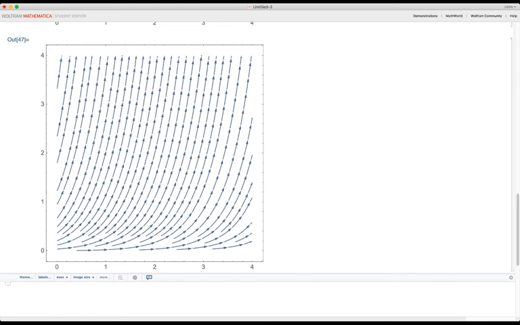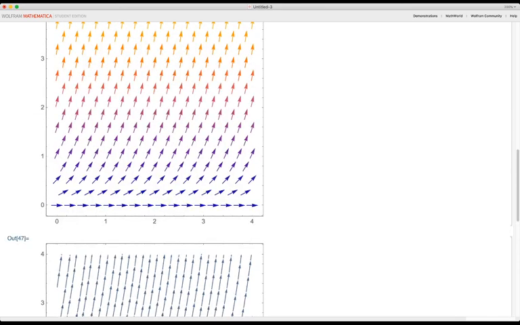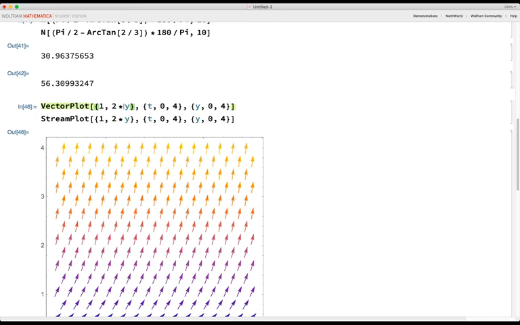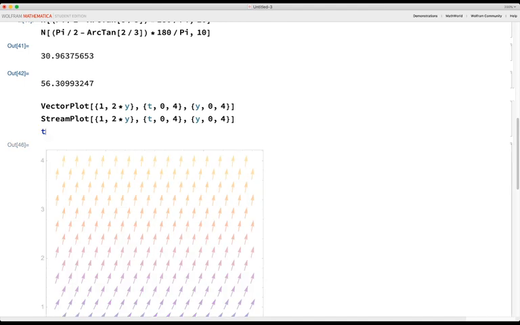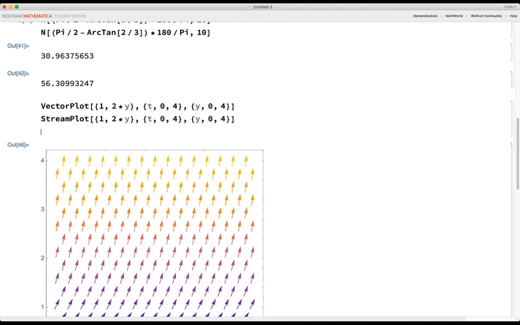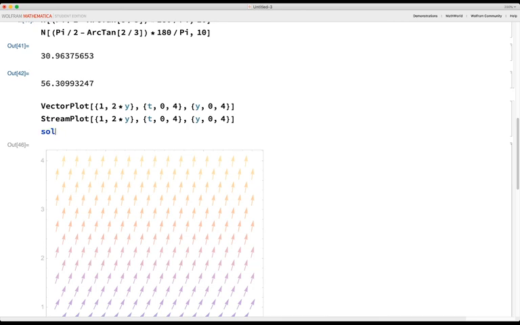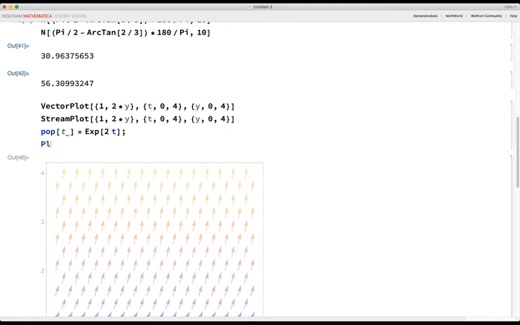Okay, and, or sorry, I've got the E in here. All right, so the solution that we would get, so let me define here, let's see, what do I want to call this? I don't want to use y because I've used that as a variable. So let me just call it pop of t equals e to the kt. Okay, like that. And then I'm going to make a plot.